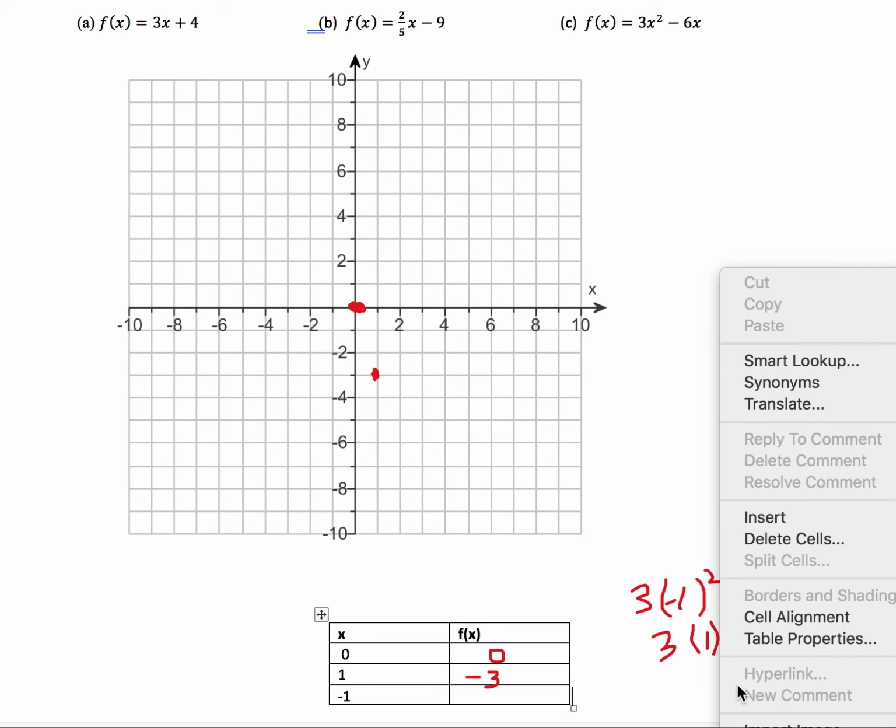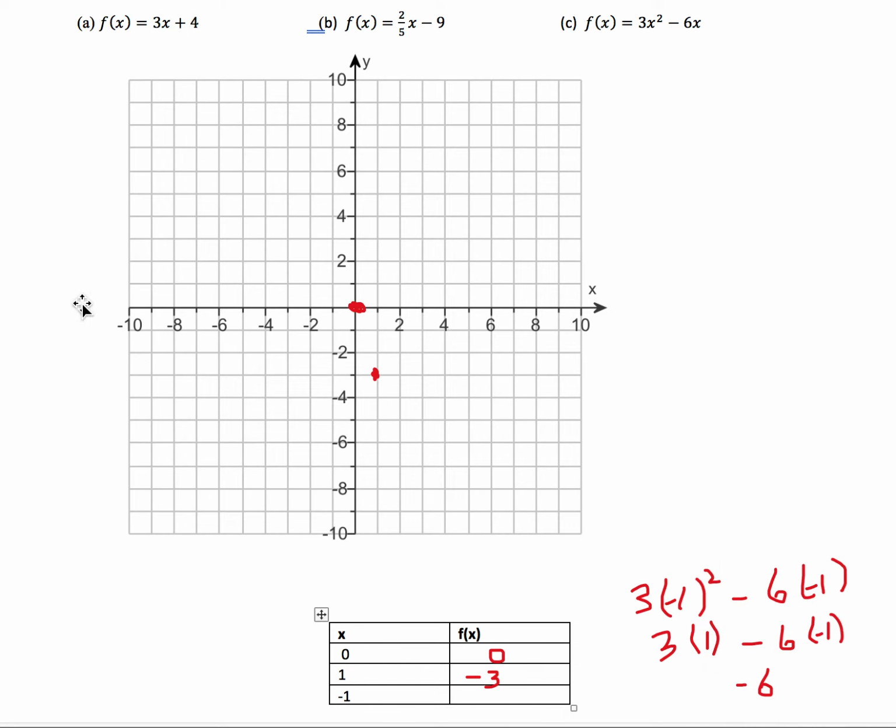All right, so let's see what we end up with here when we do this. 3 times 1 is 3, and a negative 6 times a negative 1 is a positive 6. So 3 plus 6 is going to give me 9. All right, so our last point is negative 1, positive 9.